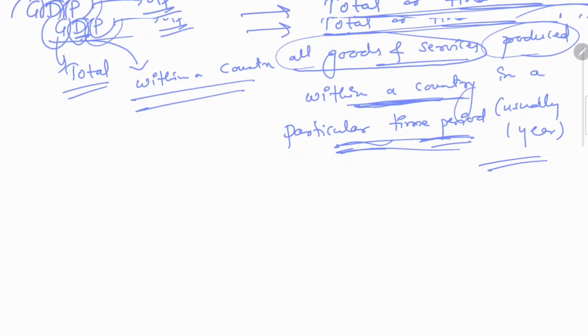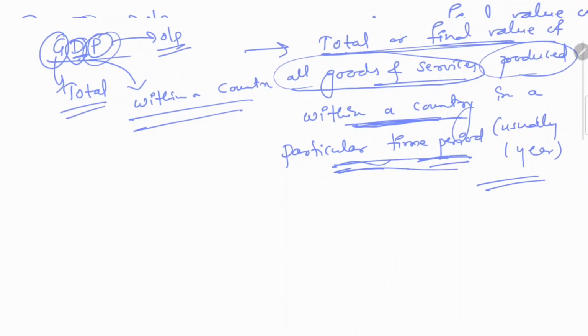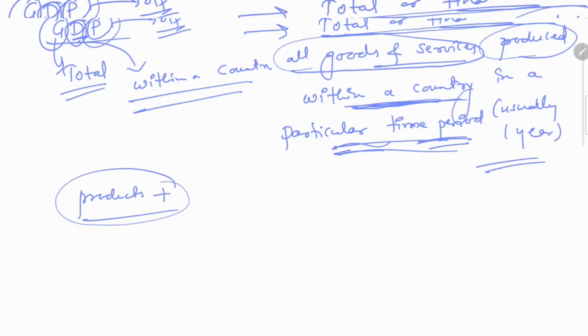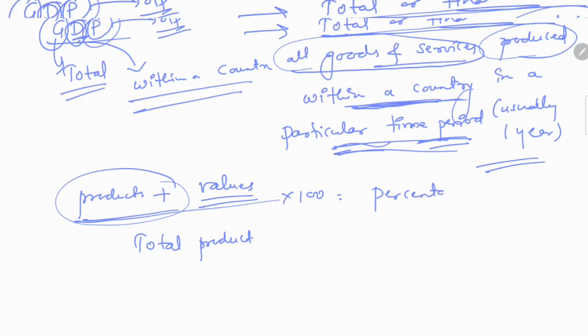So how is it calculated? Each of the products, every product, will be added. All the values will be added and divided by the total products, multiplied by 100. So this will give the percentage of the GDP.